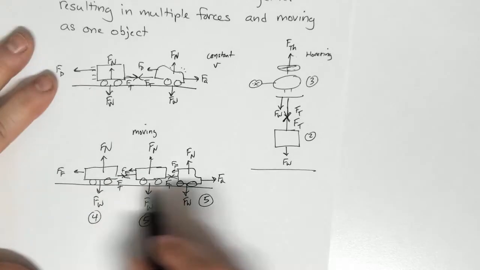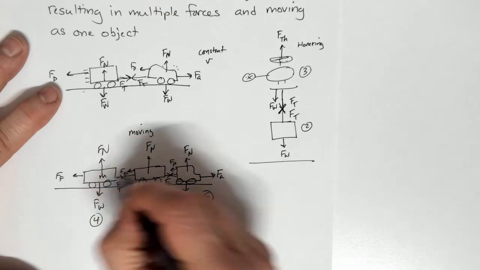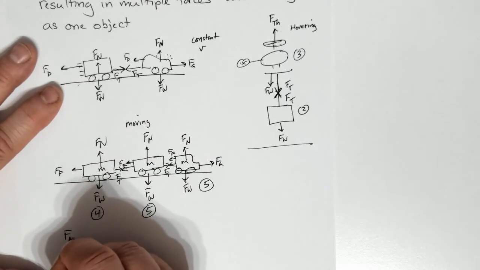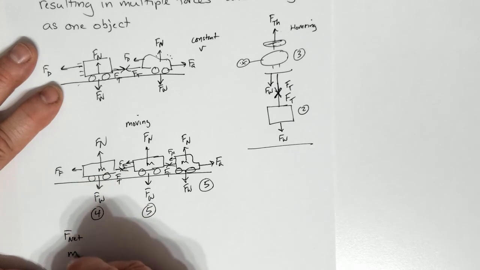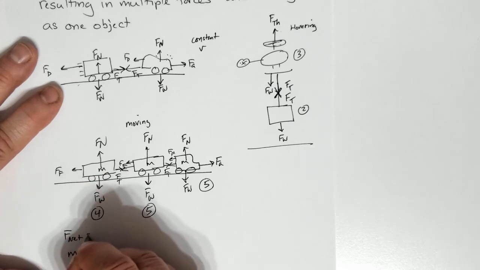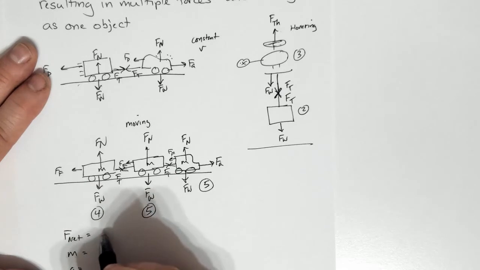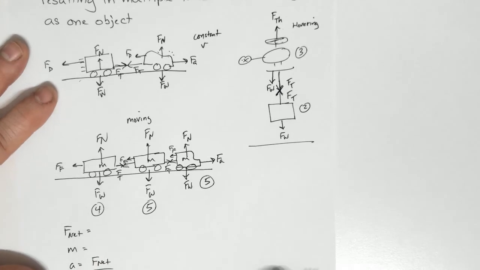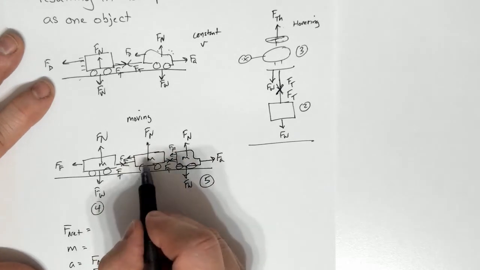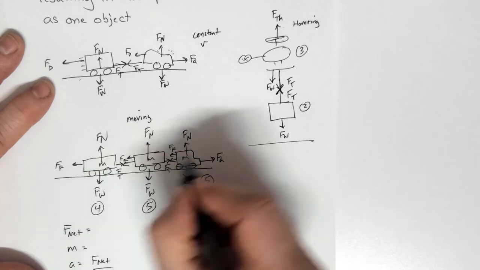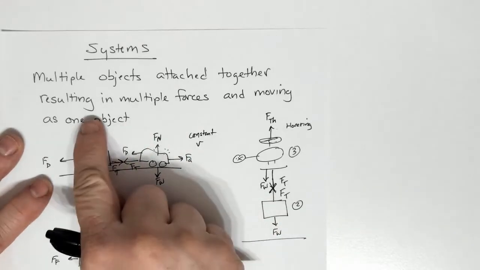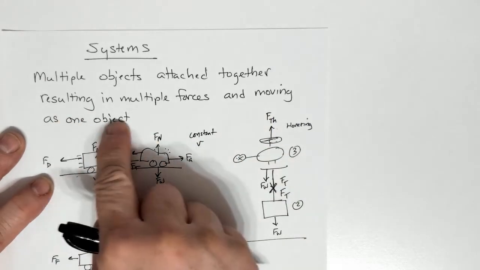Now remember, if they're going to move together, if these all had a mass, if I did know the F net, and I wanted to find the acceleration, let's just say I had all these numbers, what would I do? How would I find acceleration? It would be F net divided by m, but I would have to add all 3 of those masses. Let's call this mass 1, mass 2, mass 3. Because remember, we told you that they're all going to be moving as one object.